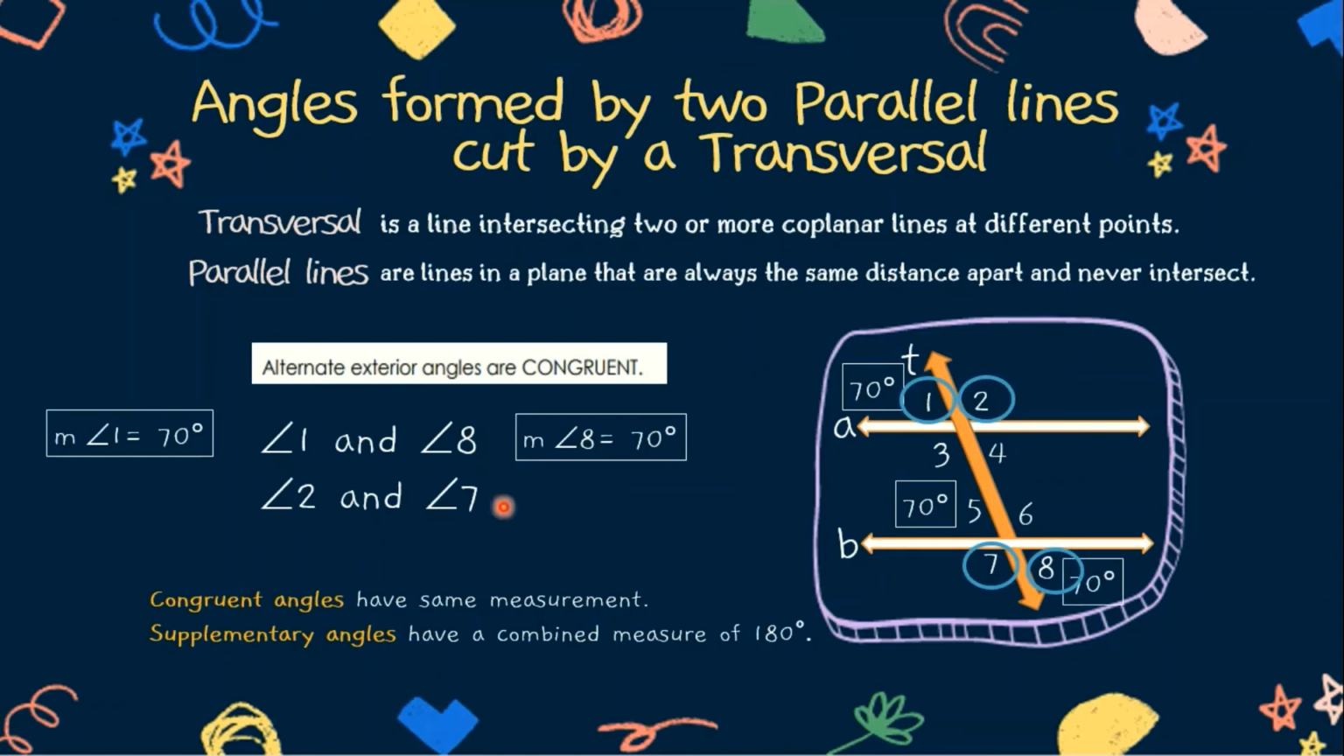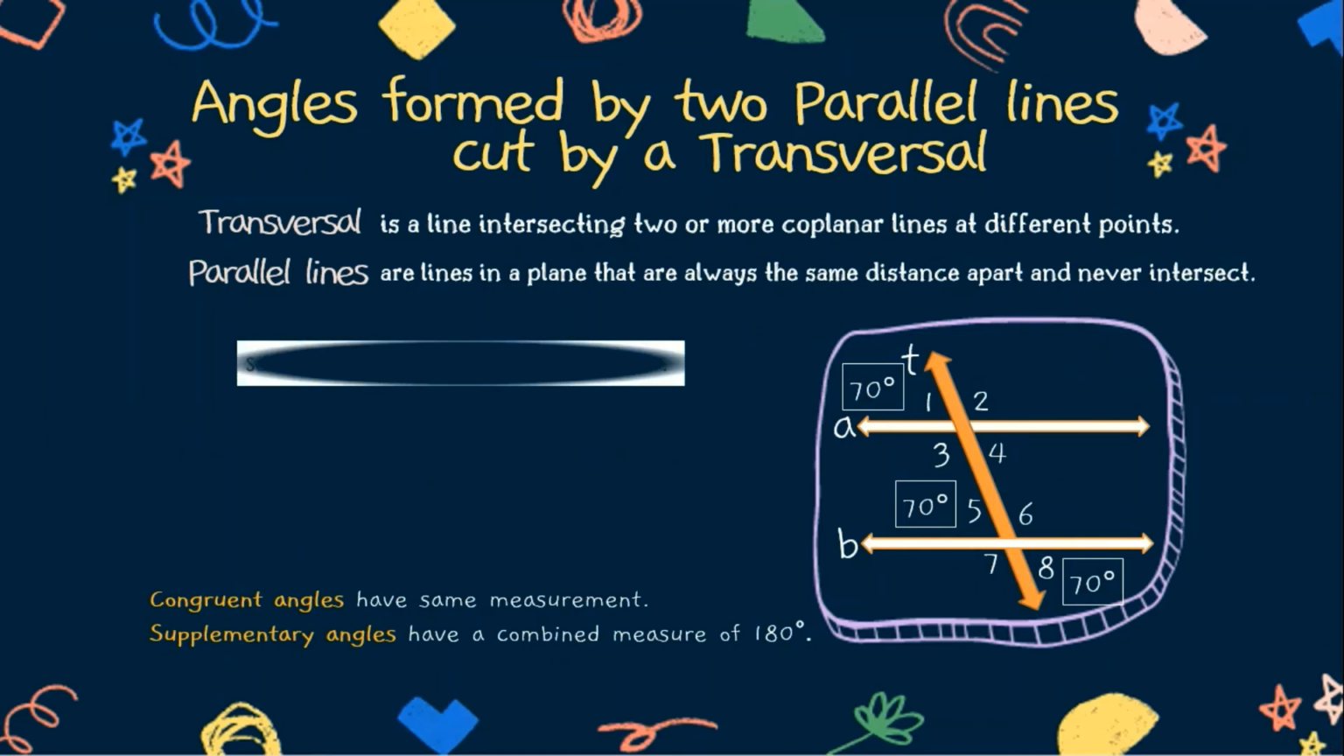Yung angle 2 at angle 7, since they are alternate exterior angles as well, kung alam na natin yung sukat ng isa, dapat ganun din yung sukat ng kanyang kapares na angle. Another statement, same side exterior angles are supplementary.